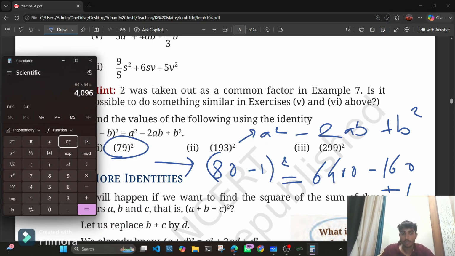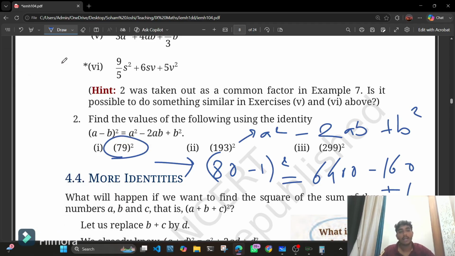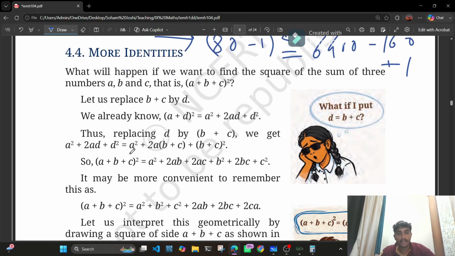So if we were to find the answer, 6400 plus 1 minus 160. So that comes as 6241, and we can say that 79 into 79 is also 6241. So yeah, this is how we can write it.